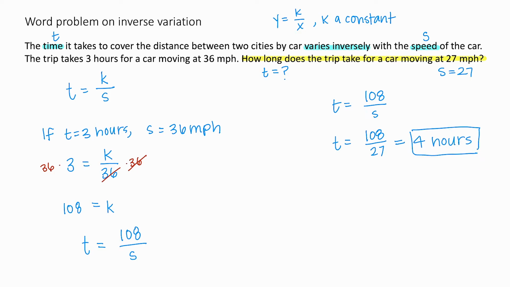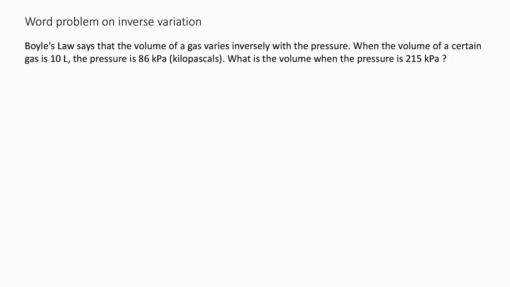Let's look at another example. This one is related to Boyle's law. So Boyle's law says that the volume of a gas varies inversely with the pressure. So volume varies inversely with pressure. And let's label some things. We'll call volume V and pressure P. And since it varies inversely, we know that we're going to have to set up an equation that looks something like that. But we'll use the letters we've chosen. Volume varies inversely, which means we can write it as some K over P.